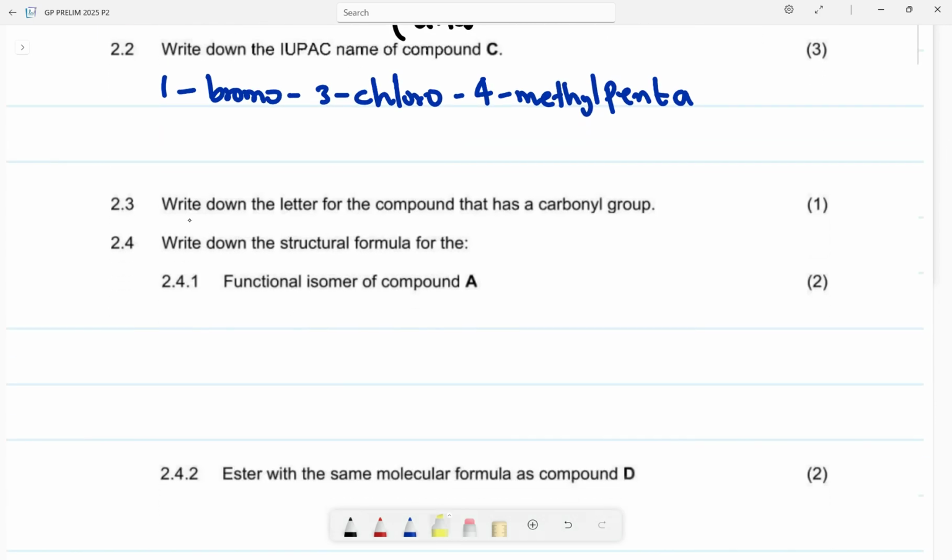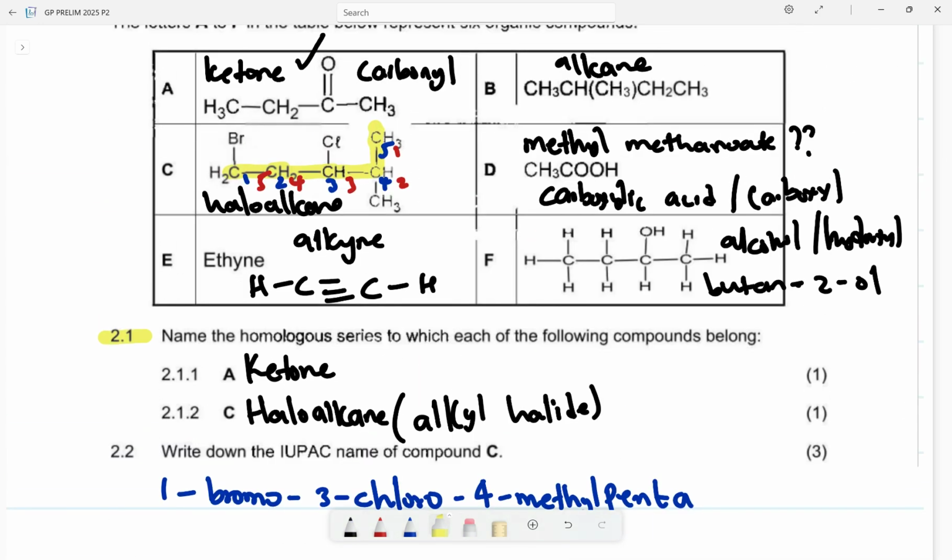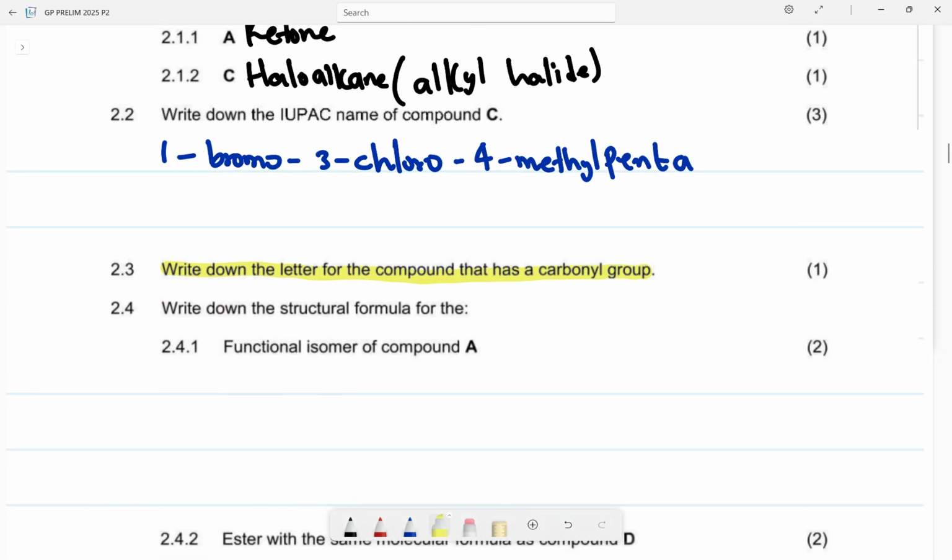2.3 says write down the letter of the compound that has a carbonyl group. I go to my graph. I think I analyzed the carbonyl group. A. Can you see, guys, the beauty of analyzing before you go to your questions? The beauty of doing what? Of analyzing. Then they say to me, write down the structural formula.